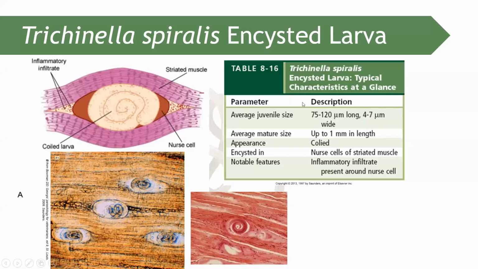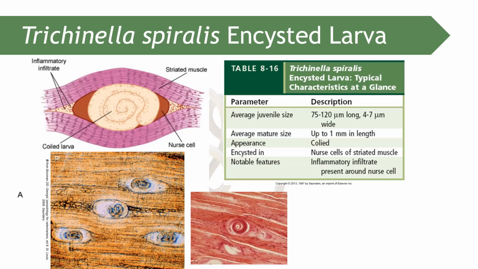All right. This time we're going to discuss Trichinella spiralis. Again, like what I've said, Trichinella spiralis is usually found in the striated muscle. That's why it is referred to as the muscle worm. The juvenile stage or larva of Trichinella spiralis is seen in the striated muscle.